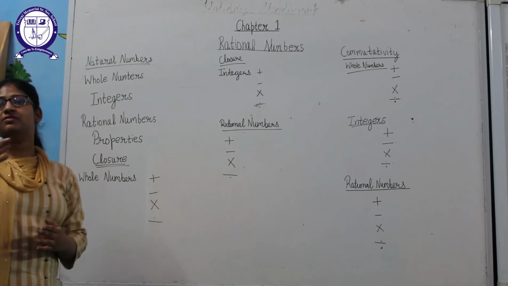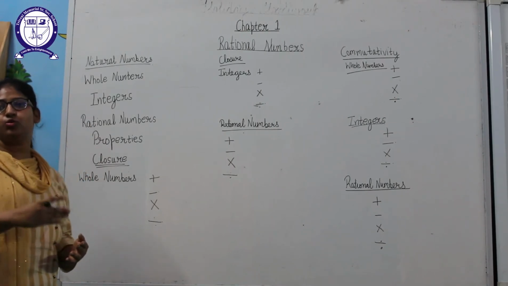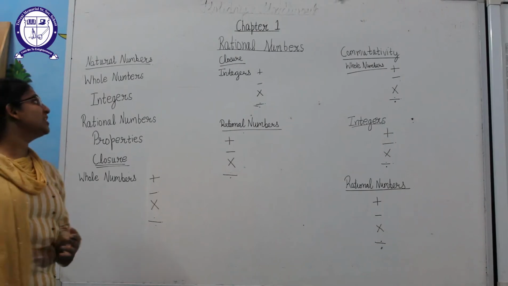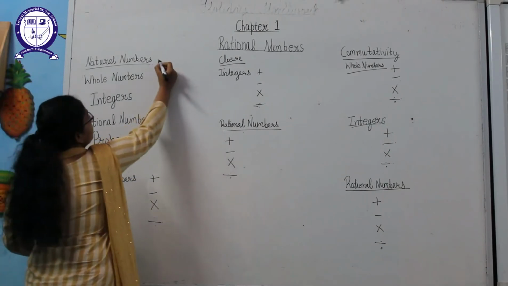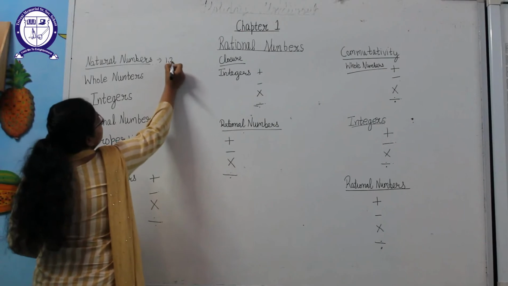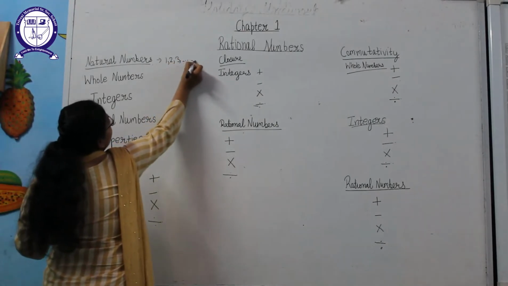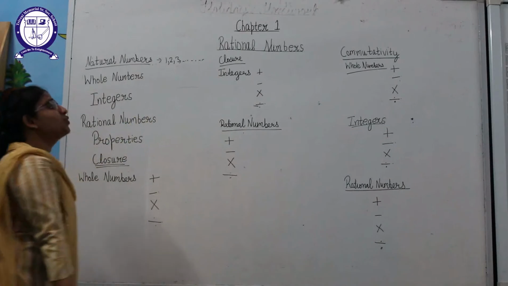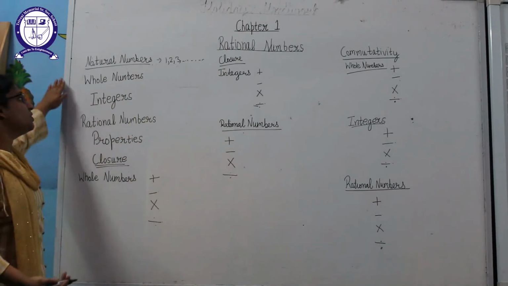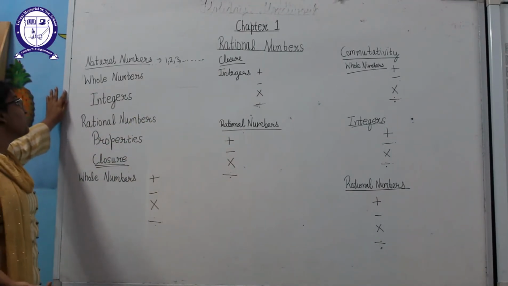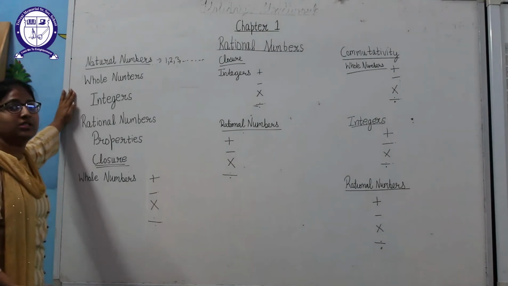They start from the 1 and all the positive numbers. 1, 2, 3 and so on. They all are natural numbers. Natural numbers are 1, 2, 3 and so on. All the positive numbers up to infinity are natural numbers. Okay. Now, what are whole numbers?